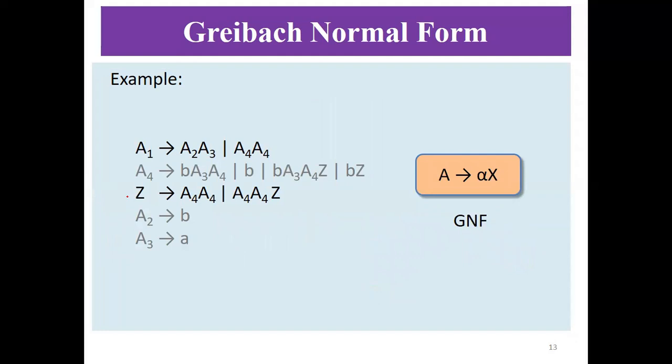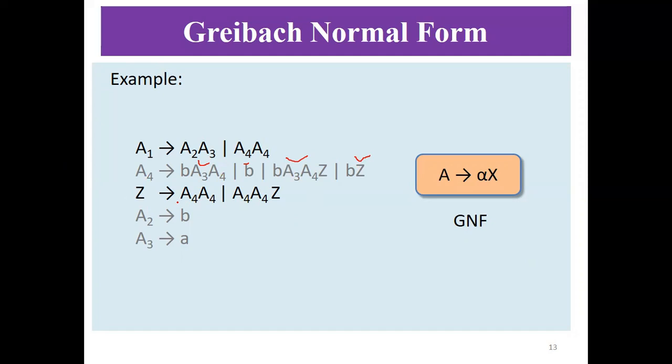Now my grammar will become A1 has the following productions, A4 has the following productions and Z has the following productions, A2, A3. And I check whether all meet my Greibach normal form conditions. So what is the condition? Non-terminal tends to terminal, and non-terminal generates terminal followed by any number of non-terminals, right? So this satisfies the rule, this satisfies, this satisfies, this satisfies, and here A1 and Z are not satisfied, right?